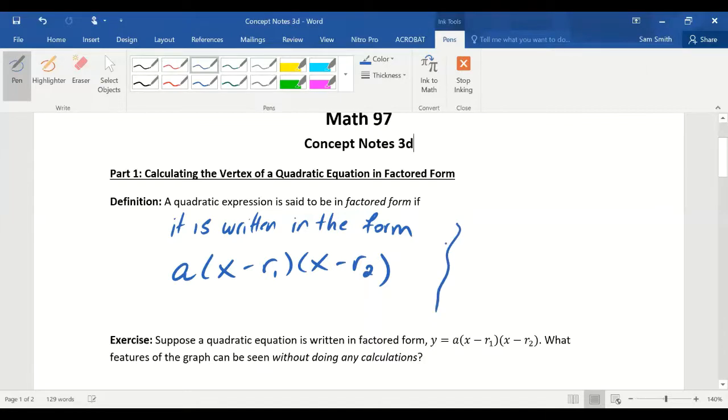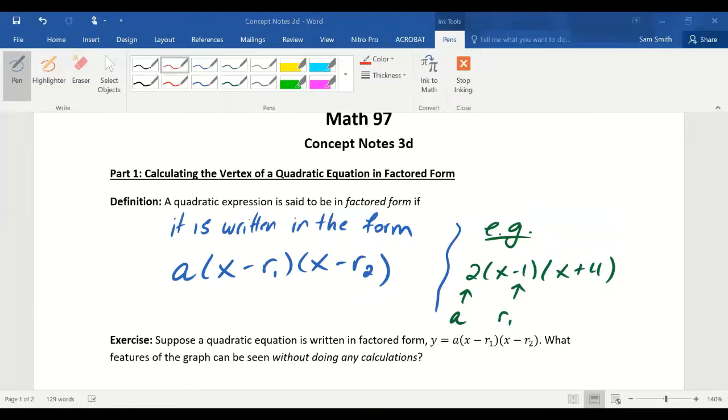So just as a quick example to make this concrete, something like 2(x minus 1)(x plus 4) would work. A would be taking the role of 2 here, and rather than x take away R1, our second factor has x take away 1. And so that's taking the role of R1.